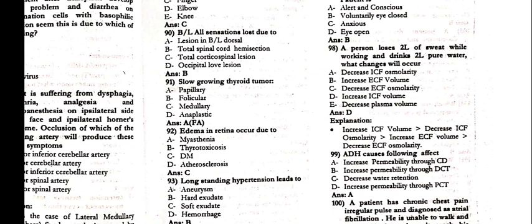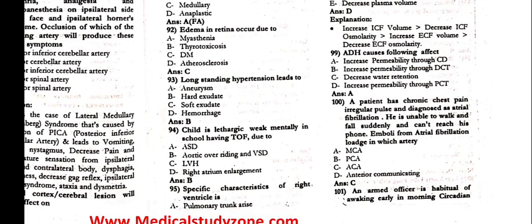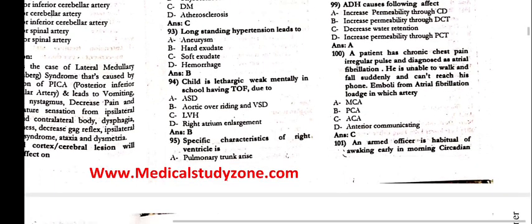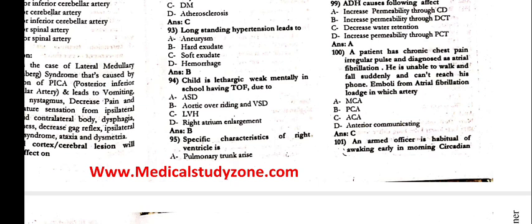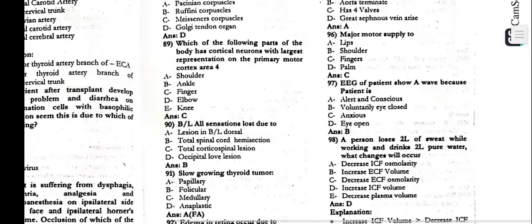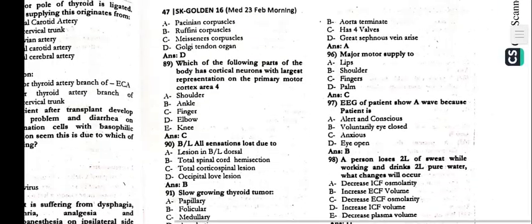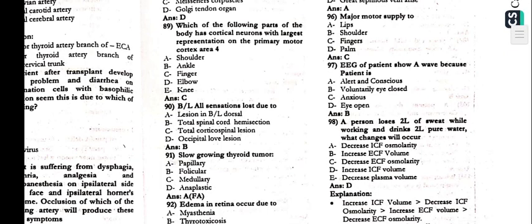91, the slowly growing thyroid tumor is the papillary. 92, edema in the retina occurs due to diabetes mellitus. 93, the long-standing hypertension leads to the heart exudate. 94, the child is lethargic, weak mentally in the school, having tetralogy due to the aortic overriding and the ventricular septal defects. 95, the specific characteristic of the right ventricle is that the pulmonary trunk arises from it. Next, 96, the major motor supply to the shoulders.